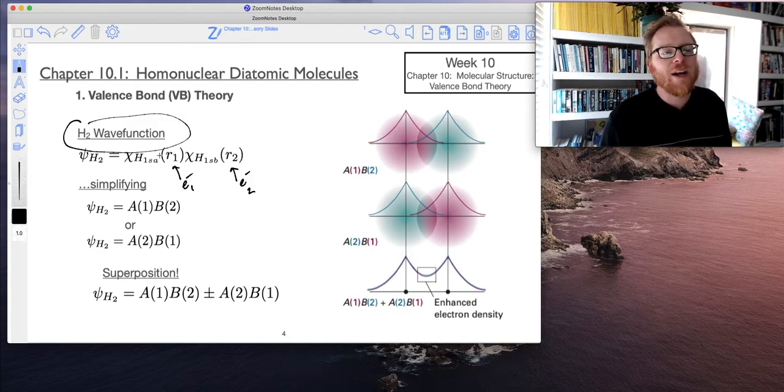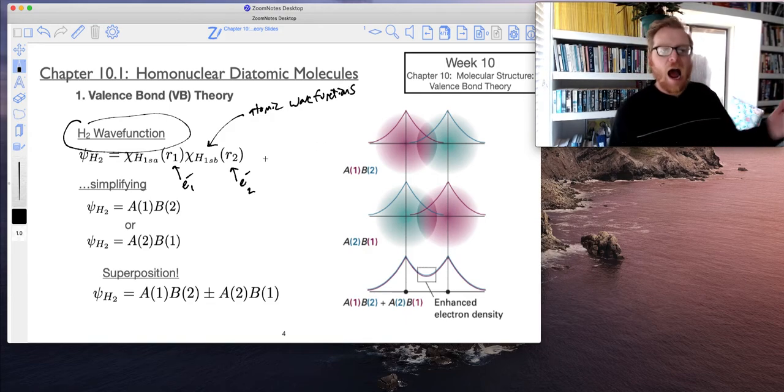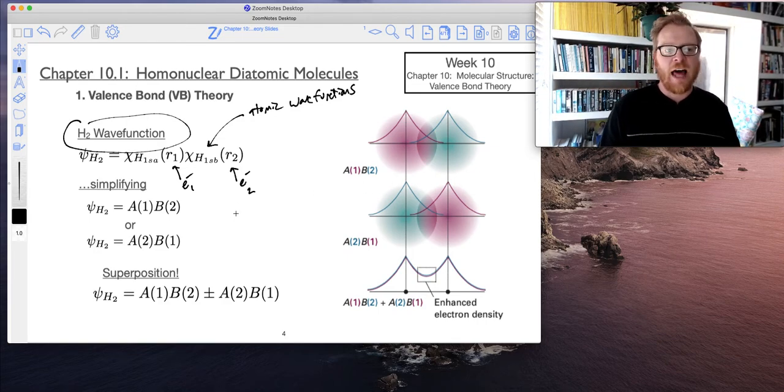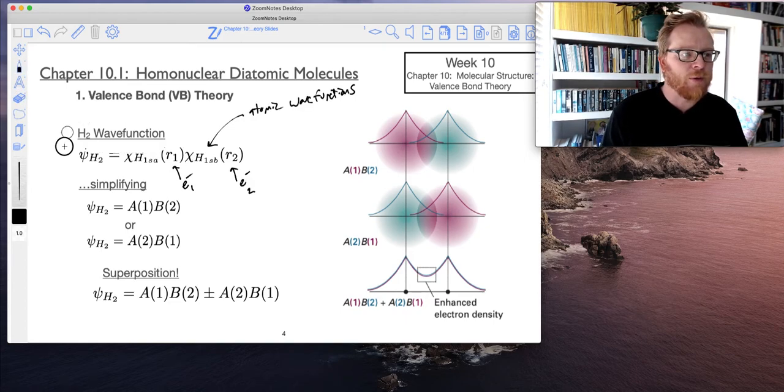Chi H1SA and chi H1SB are atomic wave functions of each respective hydrogen. So I'll say atomic wave functions. And so chi is used, but it's all the same as any other letter. It doesn't matter. It's just a letter. And so what we gather from this is our psi H2. I'm going to erase this circle because that's bothering me.